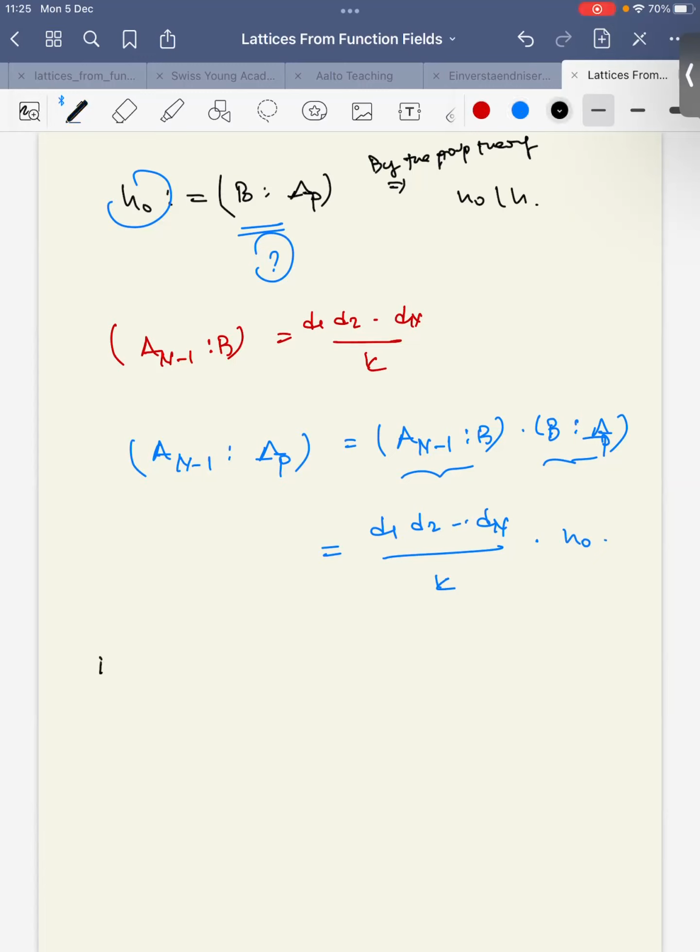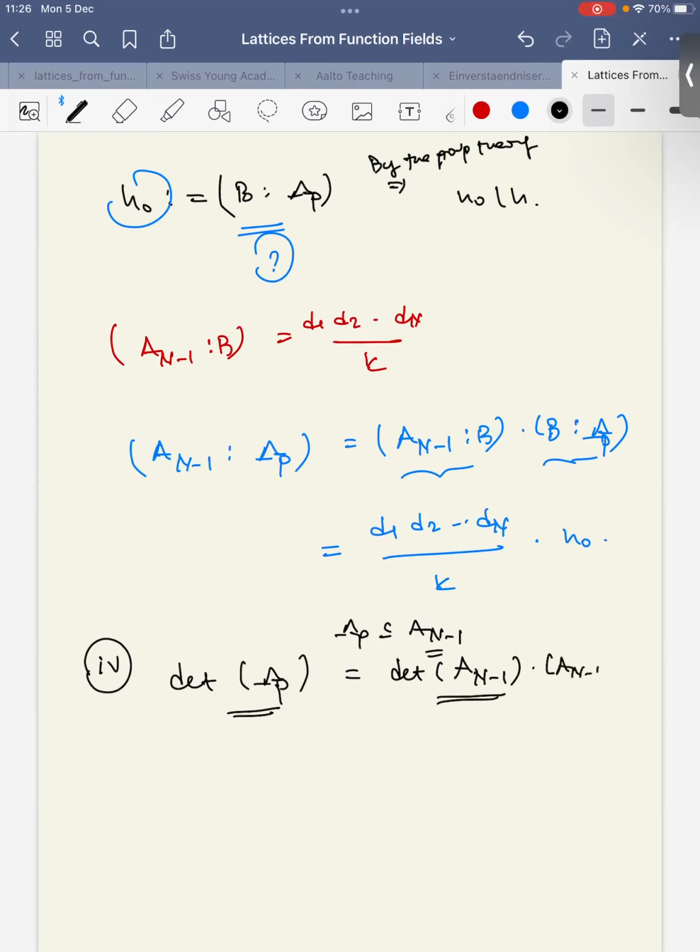Actually, the last property is about the meaning of the determinant and the meaning of the index. By lattice theory, if our lattice is a sublattice of another lattice, we can compute the determinant of the sublattice in terms of the determinant of the lattice which contains our sublattice times their index.